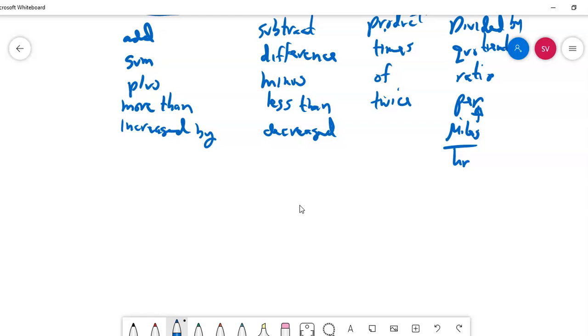All right, so if it says 5 more than some number, we don't know what that number is, so we have to represent it as a letter. We'll represent it as X. And then 5 more than that would be adding 5 to this number, x plus 5. If you were told half of some number, half would be 1/2 times x.